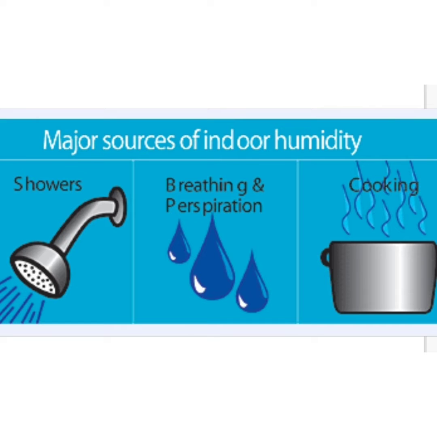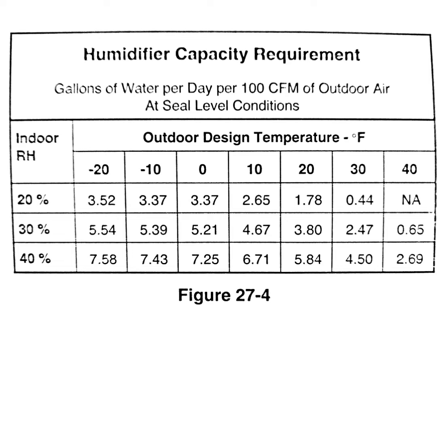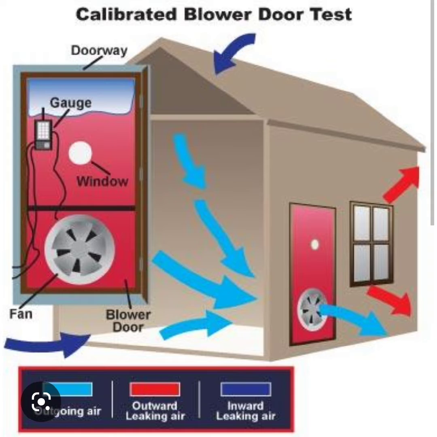The problem is it's so dry outside, and when a building leaks, that dry air infiltrates inside and replaces the moisture that we've added through everyday living. So if we know how much infiltration is coming into the house in terms of CFM, then we can use this cool little chart on figure 27-4 in Manual J to figure out how many gallons of water we need to add to the house by means of a humidifier per day in order to make up for that infiltrating dry air. So how many CFMs of infiltration does your building have?